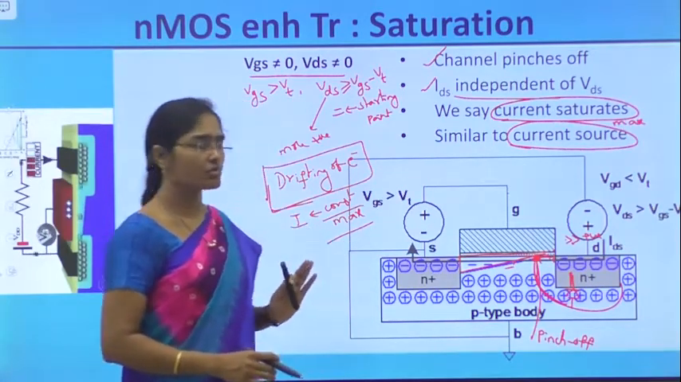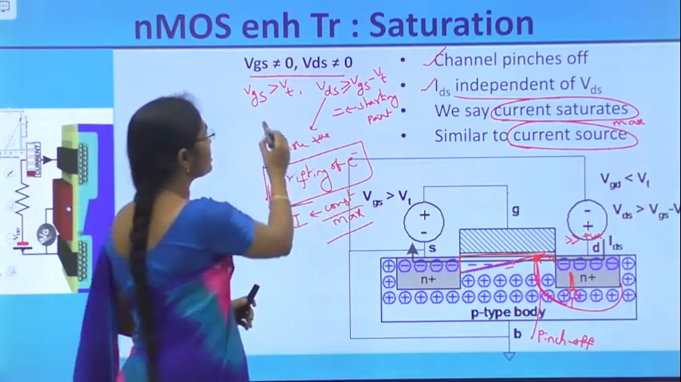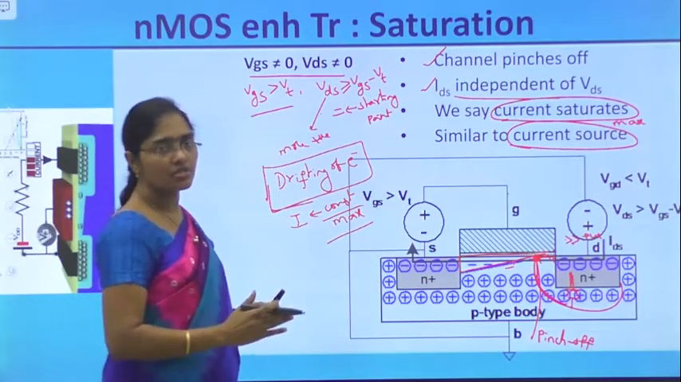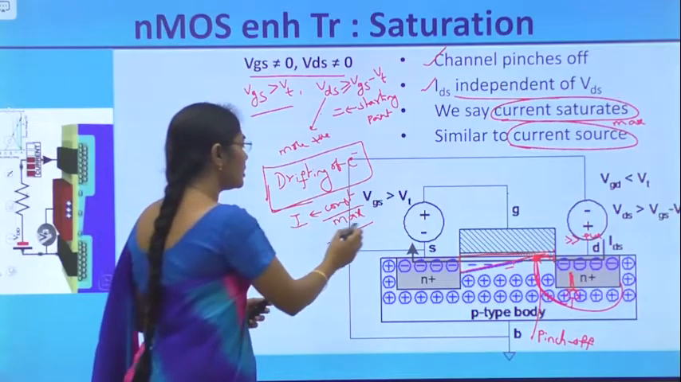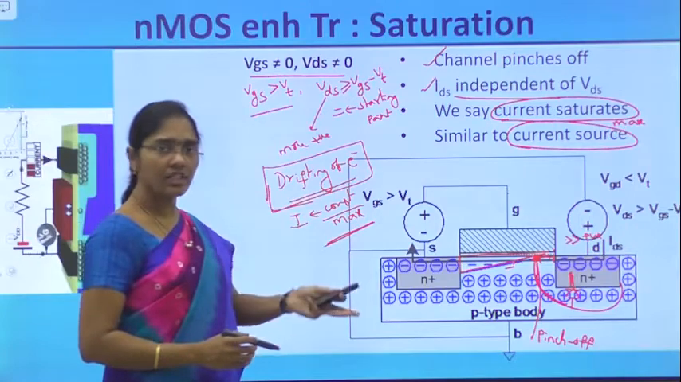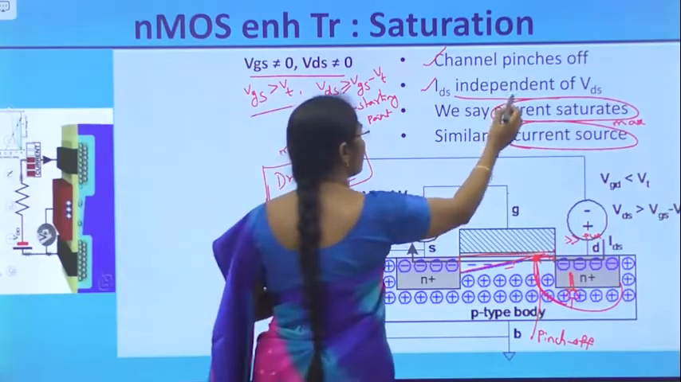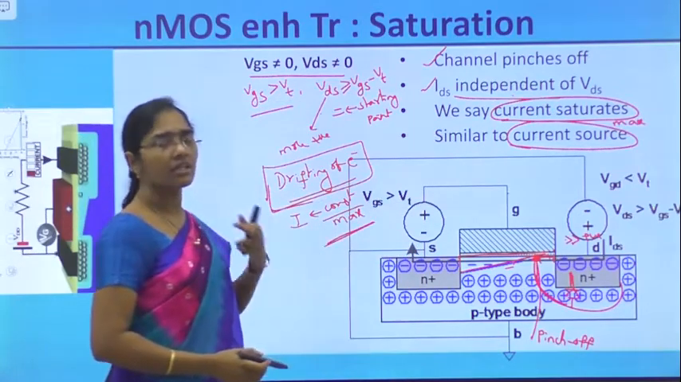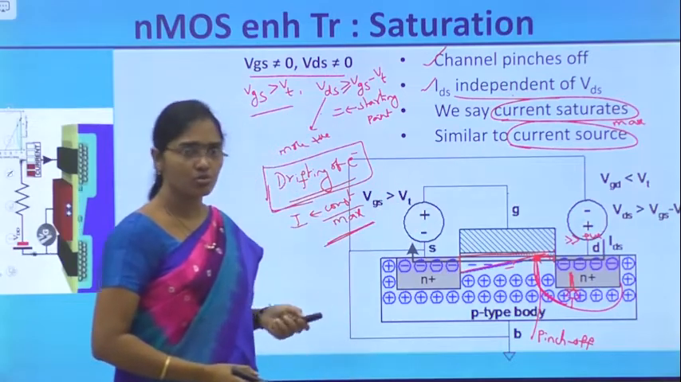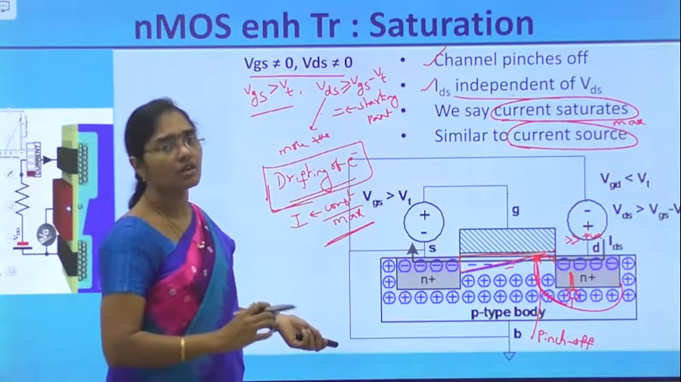So what is the saturation region? Saturation region means these are the voltage conditions. If more positive voltage is applied, the channel is pinched off, but still there is current flow, that is due to the drifting action of the electrons. Therefore, that current is maximum and constant. So we can call that current independent of VDS, and since that current is constant, we can call it a current source also. Means in the saturation region, the MOS transistor can be used as a constant current source.